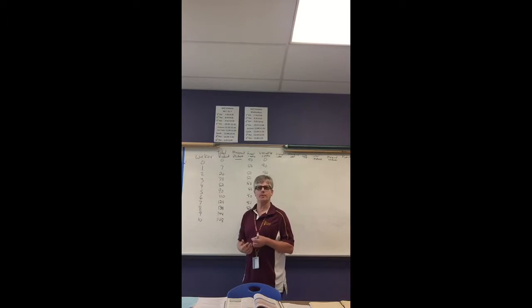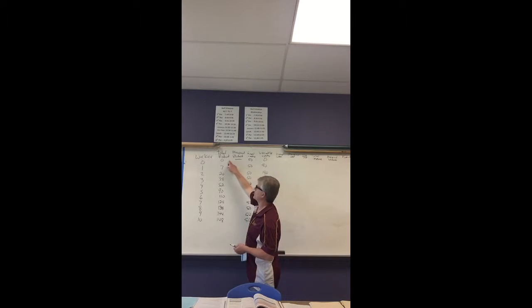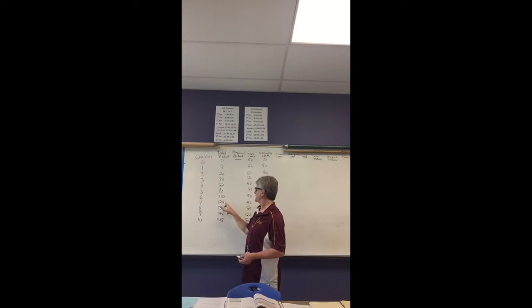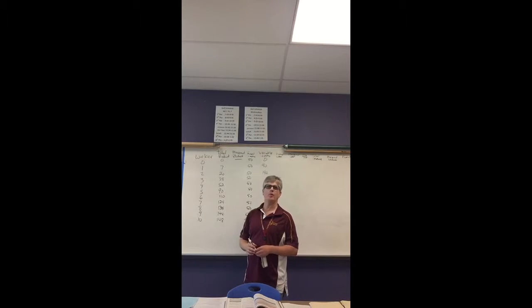Now each worker produces product. So they're producing something. So worker 0 obviously is not a worker, so it produced 0. Worker number 1 produces 7 units. 2 workers together, they produce 20. 3 workers, 38. 4, 52. 5, 90. 6, 110. 7, 129. 8, 138. 9, 144. 10, 148.